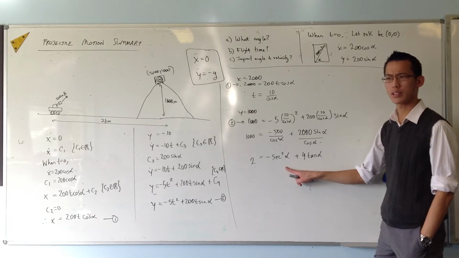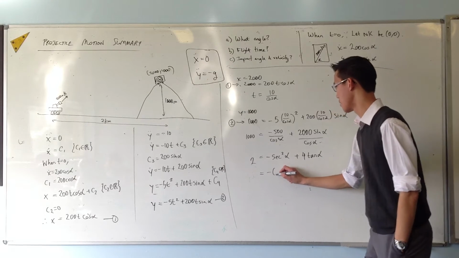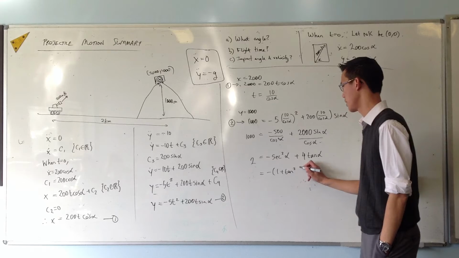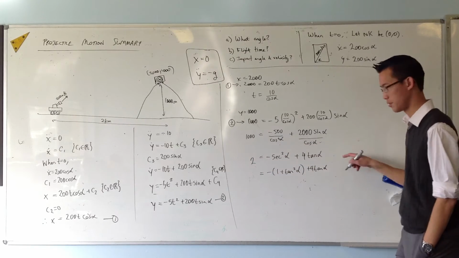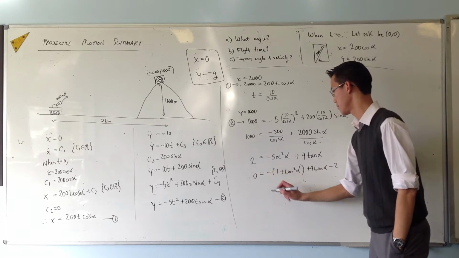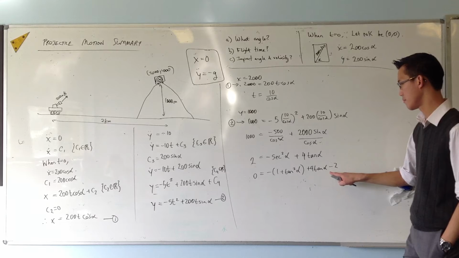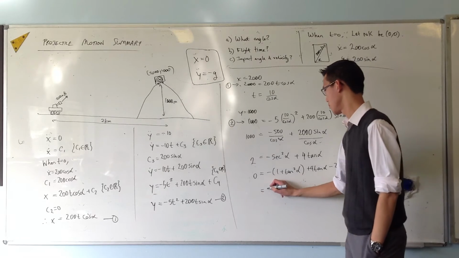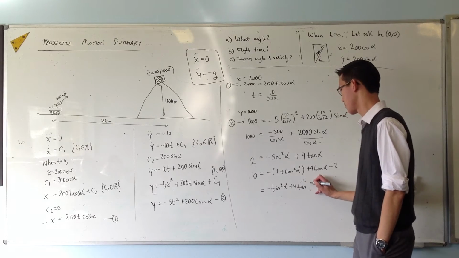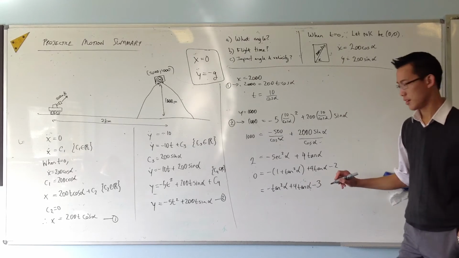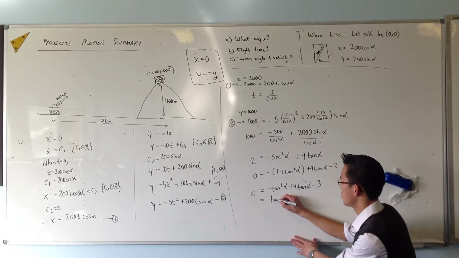Sec squared alpha, what's it equal to in terms of tans? 1 plus tan squared. Right? So this is minus 1 plus tan squared plus 4 tan alpha, and I might as well take this opportunity to take that 2 over. Okay? So minus 1, minus 2, minus 3. I can take out a negative 1, and then I'm in a position to factorize.